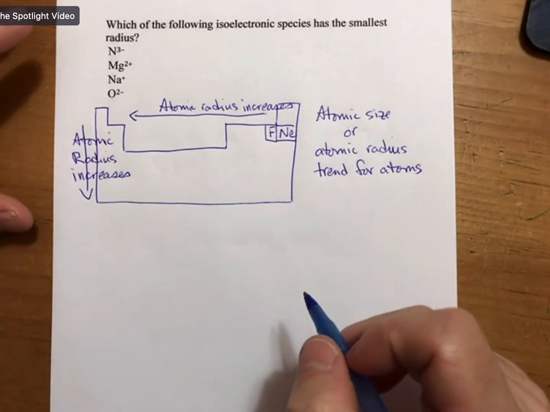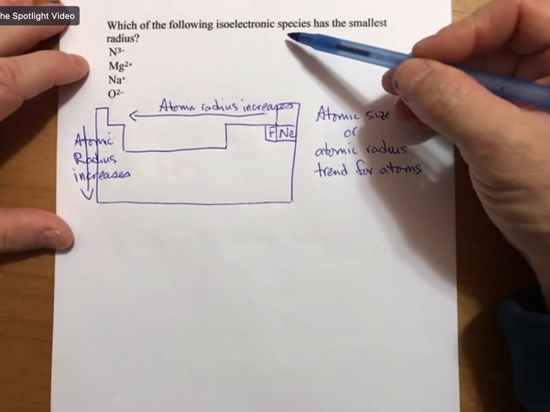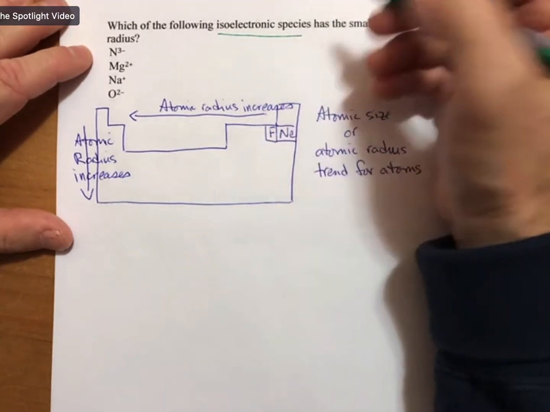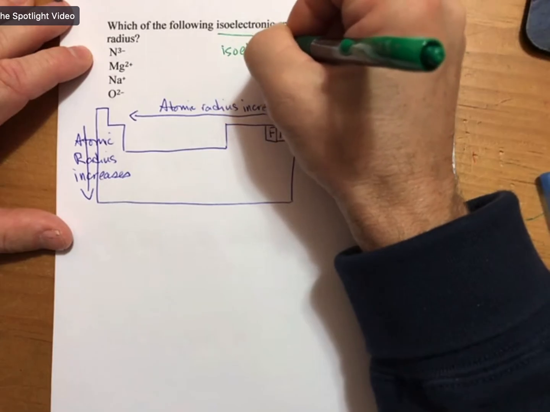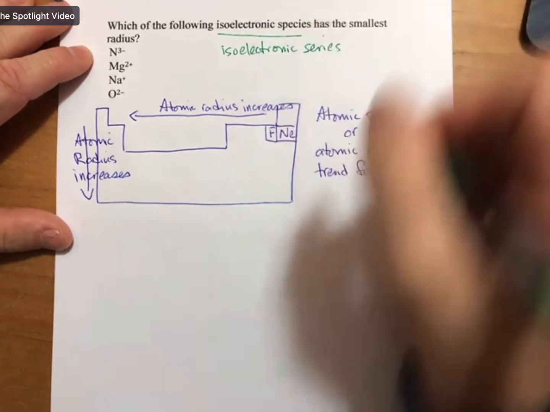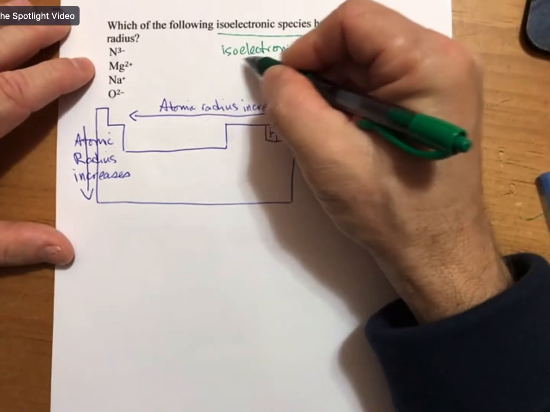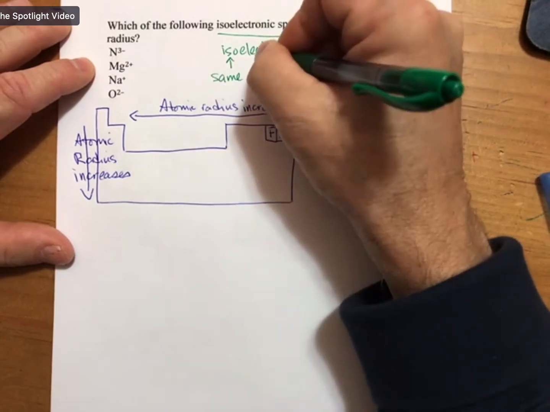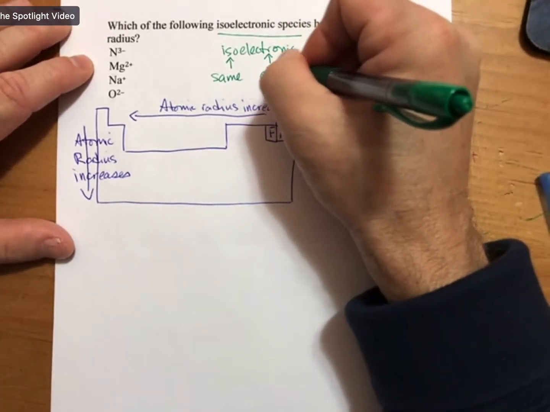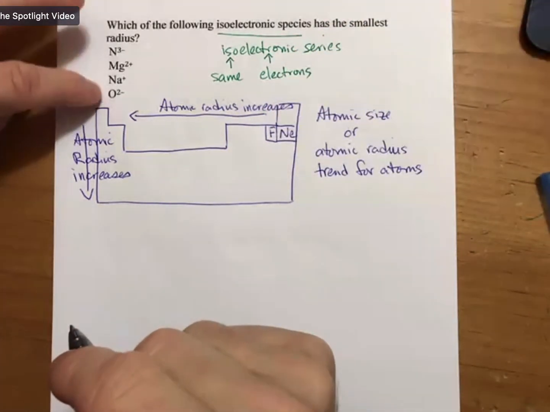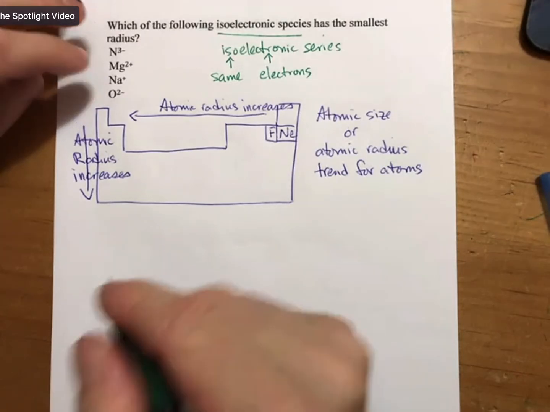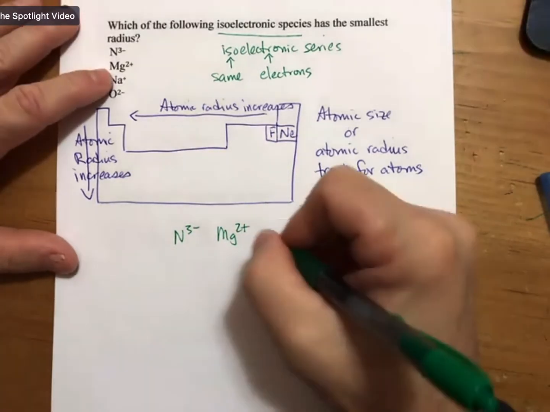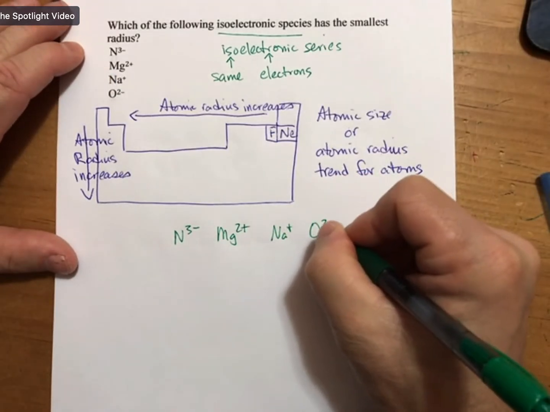Now, in this one, we are talking about what's called an isoelectronic series. Let's break down the phrase isoelectronic. Iso means same. Electronic means electrons. So all of these species have the same number of electrons. I'll write them out down here: N3 minus, magnesium 2 plus, sodium plus, and oxygen 2 minus.